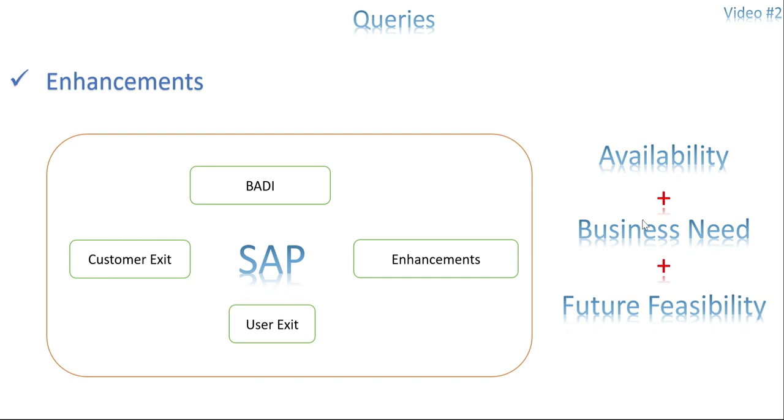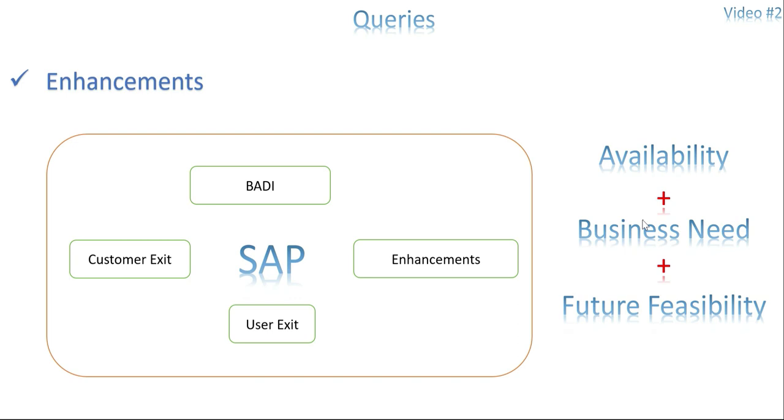Or the customer exit is available, but the user is saying, okay, based on this value I want to calculate, or I want to pop up a message. So that particular customer exit is not getting the values inside your function module or inside your include program. So a lot of options are available.